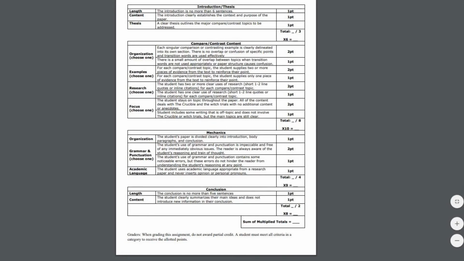You can read the rest of the rubric yourself, but I want to call attention to almost the last category, which says mechanics. And it says that the student's paper is divided clearly into introduction, body paragraphs, and conclusion. So don't just submit one huge paragraph for the whole paper. You need to divide it into several paragraphs. You need to have the first paragraph as your introduction and the last paragraph as your conclusion.